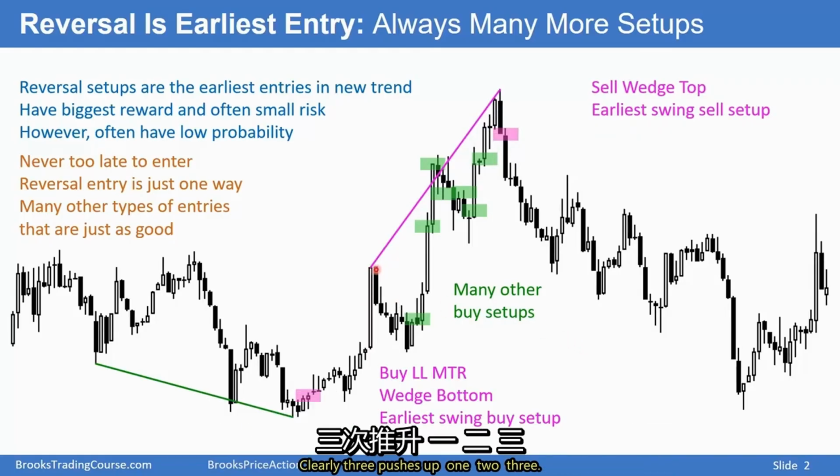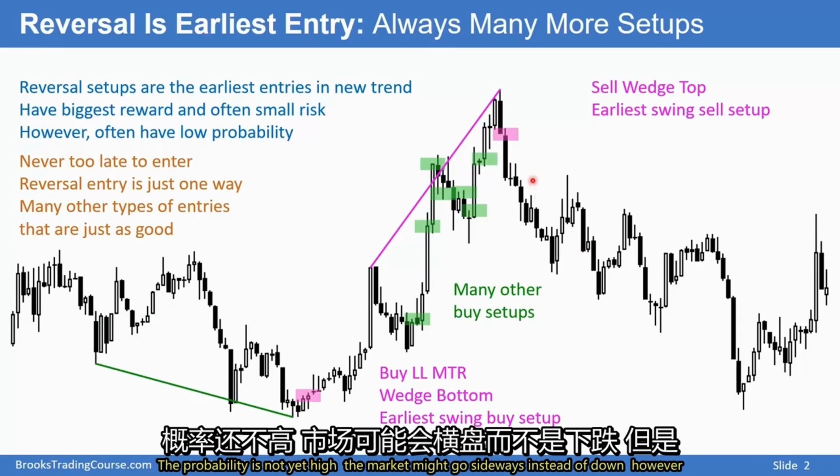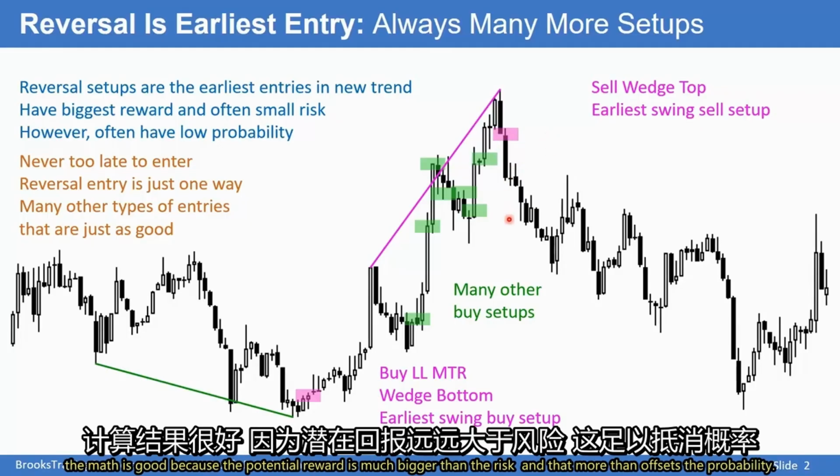Clearly 3 pushes up, 1, 2, 3. The earliest entry for the bears, it's selling with a stop below the reversal bar, outside down, closing on its low. Probability is not yet high. The market might go sideways instead of down. However, the math is good because the potential reward is much bigger than the risk, and that more than offsets the probability.